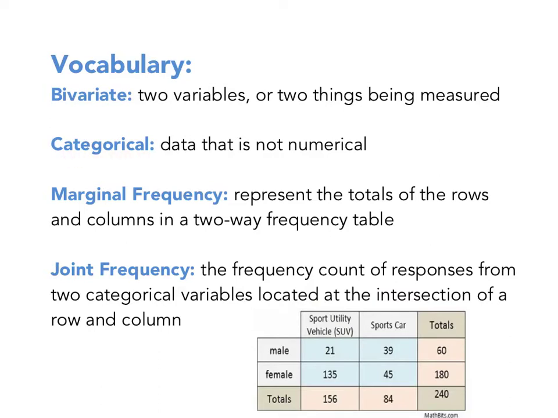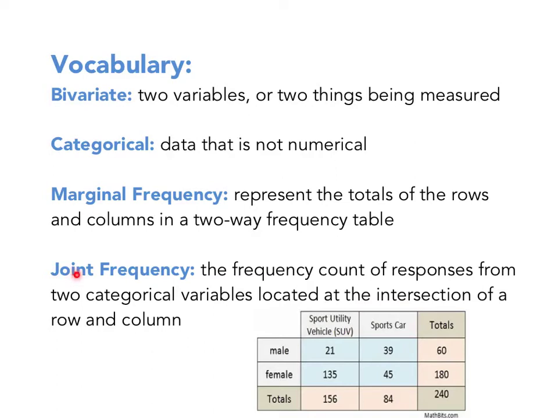Categorical data is data that's not numerical, so being male or female has nothing to do with numbers. What kind of car you have has nothing to do with numbers. Age would be numerical, height would be numerical, your favorite ice cream flavor would be categorical.